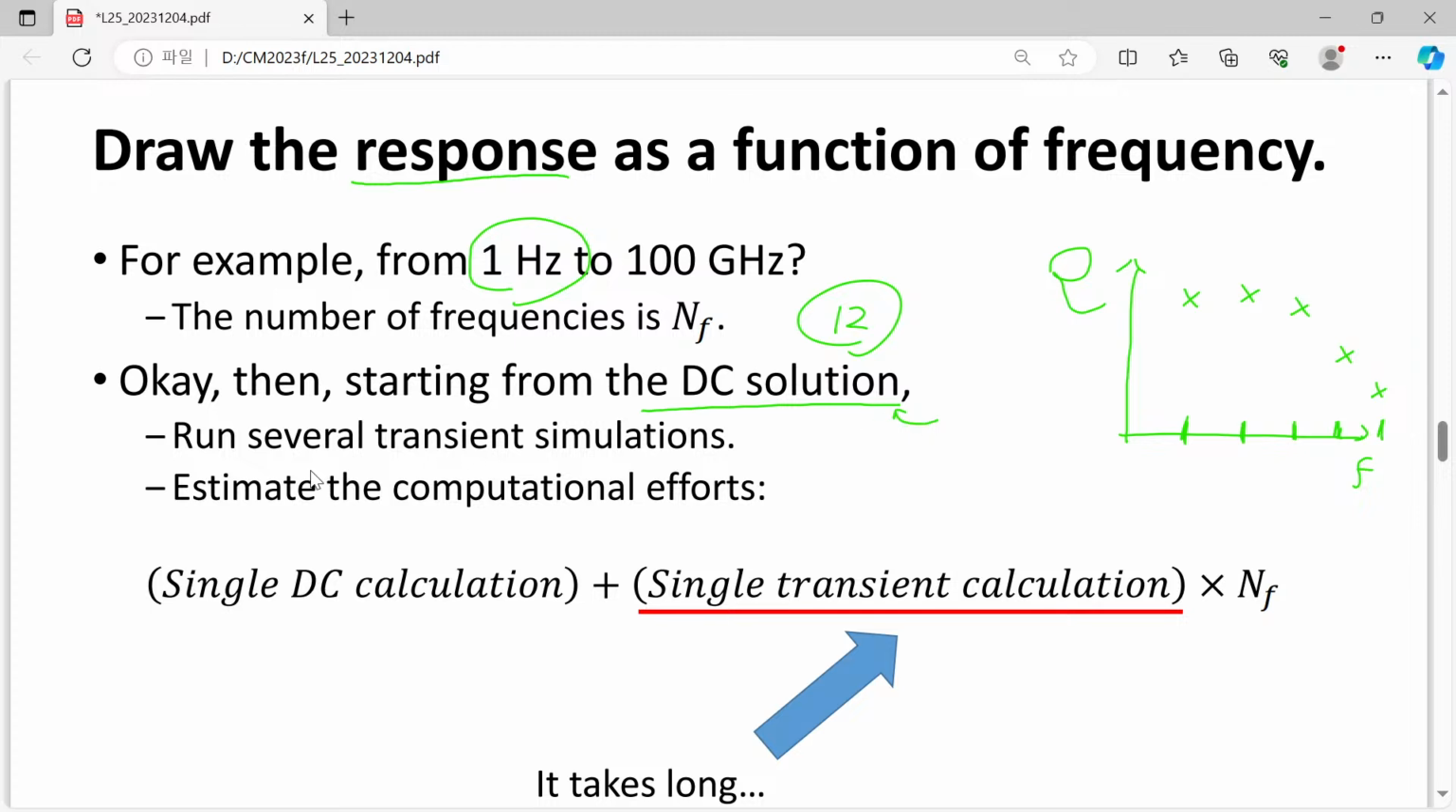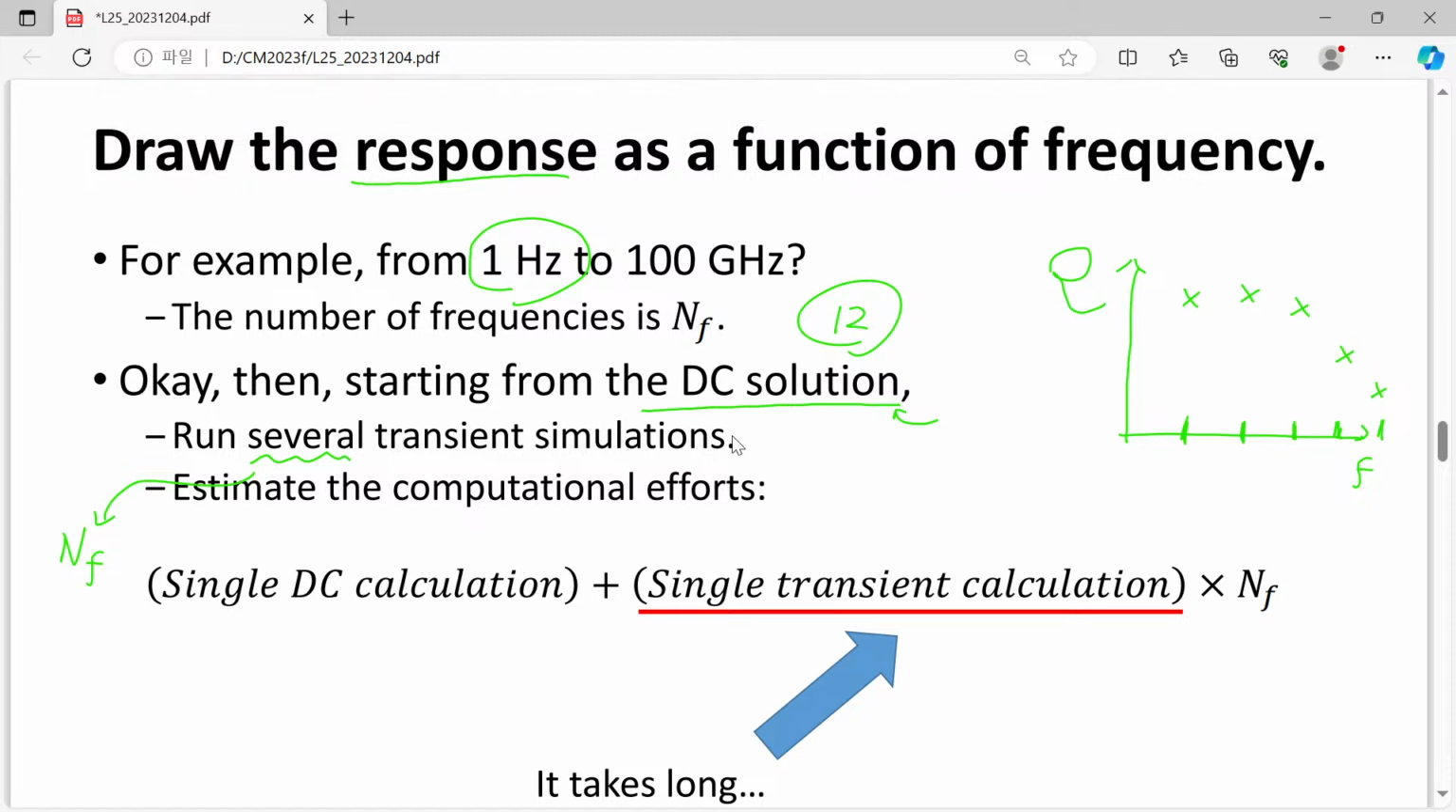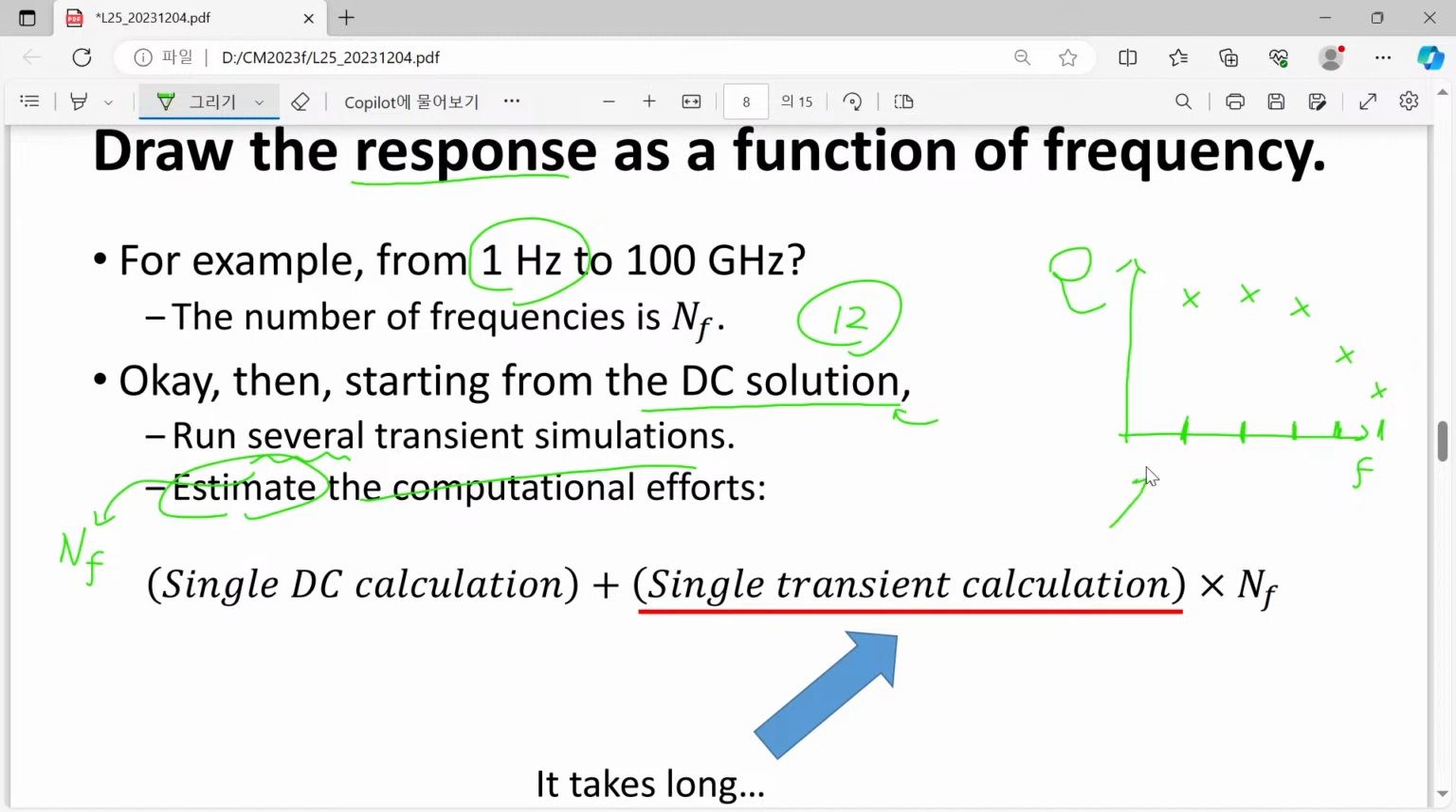Good. But now you must run several, how many? NF times of long transient simulation. After the long transient simulation is over, take the last simulation result, or the last period, and make the frequency analysis.